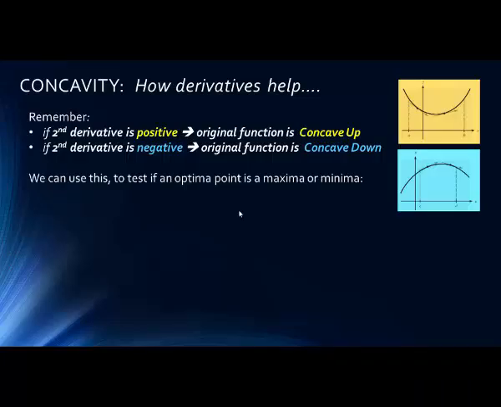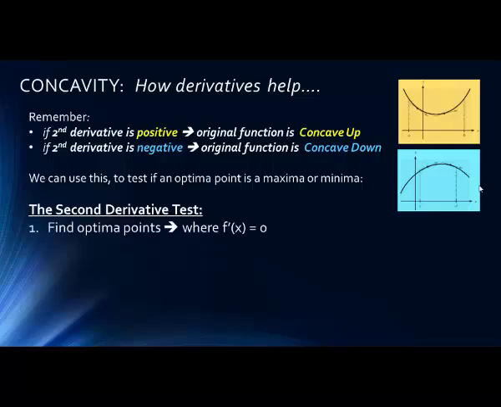We can use this to test if an optima point, the point of maximum or minimum, is a maximum or minimum. Remember, if we have a concave up, then the value in the middle would be a minimum. We have concave down, notice this is kind of a secondary test. We already know how to do this by evaluating the slope before and after. So this is just the second derivative test.